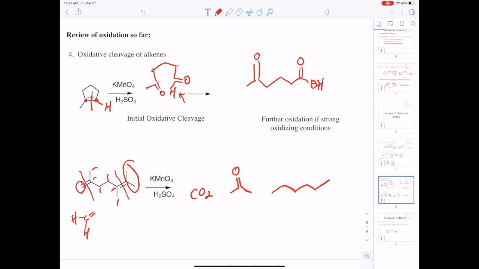And on carbon 2, counting from this end, not necessarily for nomenclature, but just to keep track of things, we have a carbonyl, and that's a ketone. 3, 4, and then on 5, there's another carbonyl, and that's a ketone. So those are some different oxidations that we've looked at this semester so far.